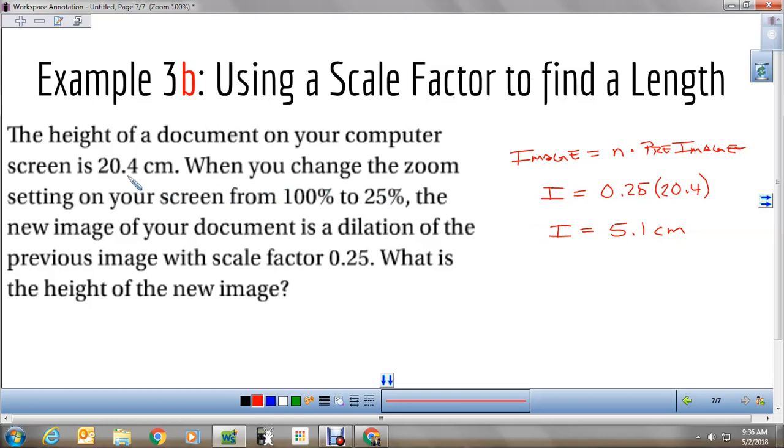All right, what they gave us is our pre-image here, the height of the document on your computer screen. When we change the zoom, that's going to be the image result, which we're trying to find. We're going to reduce it from 100% to 25%. That's a reduction, which means this is our scale factor of 0.25. We multiply times the pre-image distance of 20.4 centimeters, and the image ends up about 5.1 centimeters high.